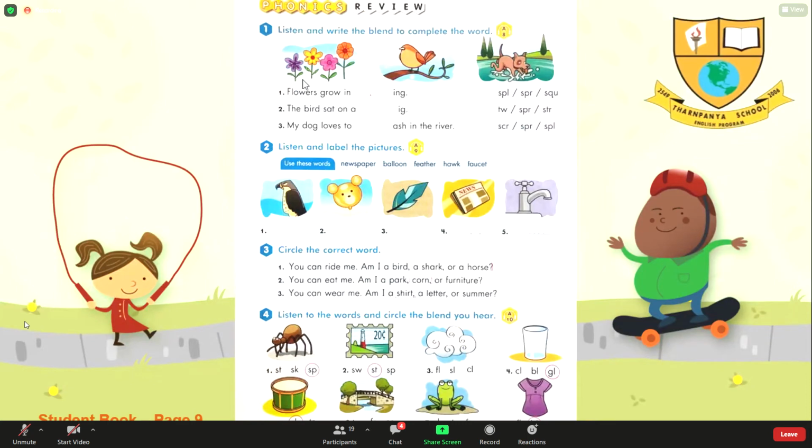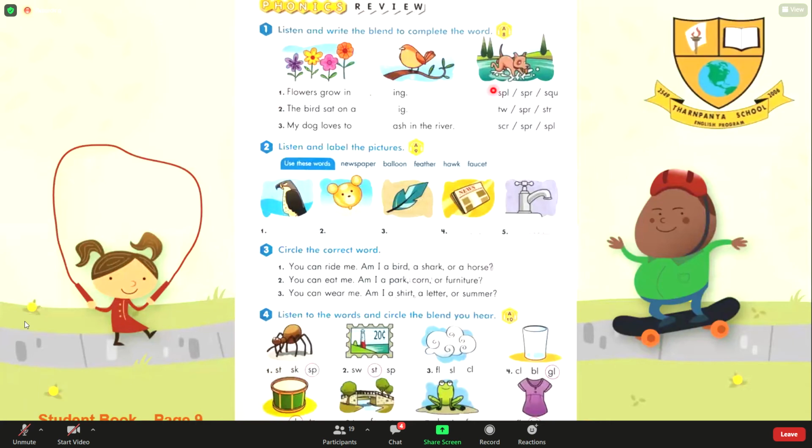So now what I want you to do is to complete the missing blend of letters, okay? So I'm going to read these 3 different sentences and we are going to complete the missing letters of the word, okay? So here, for example, we have to complete this word with one of these 3 different options. So I'm going to read the first one and you're going to tell me which are the missing letters.